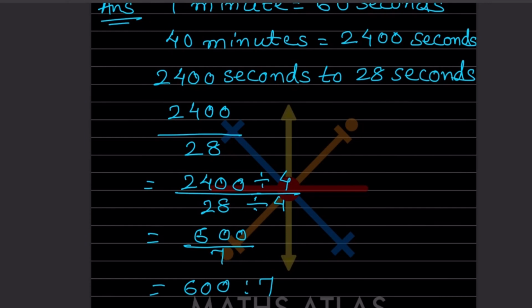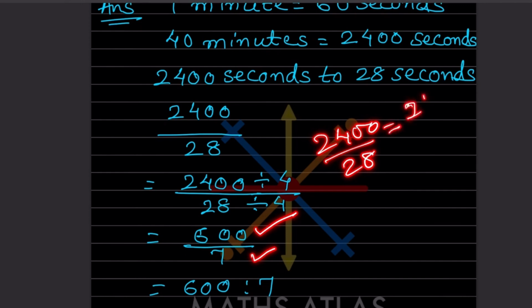Simplify again, as I told you, you can do it many ways. I went here directly for 4. 2400 divided by 4, 28 divided by 4. So I got 600 divided by 7. Or you can also go like this. That will be more steps.